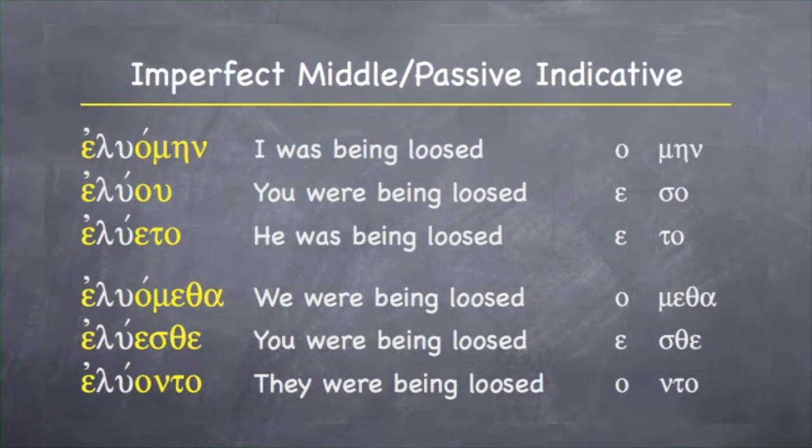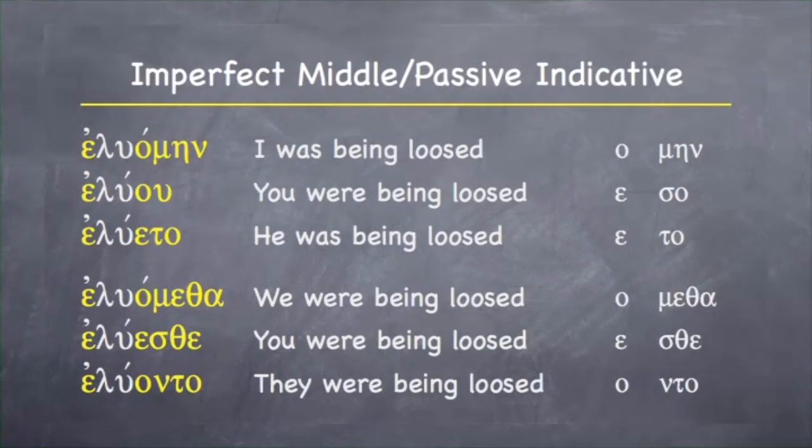The true personal endings for the secondary middle passive are main, sa, ta, mitha, stha, nta, which when you combine them with the connecting vowel form amain, u, eta, amitha, estha, anta. Now, as you look at those different forms, you can see that the personal ending has come over with no modification at all, except in the second person singular. But we're used to problems in the second person singular in the passive, aren't we?